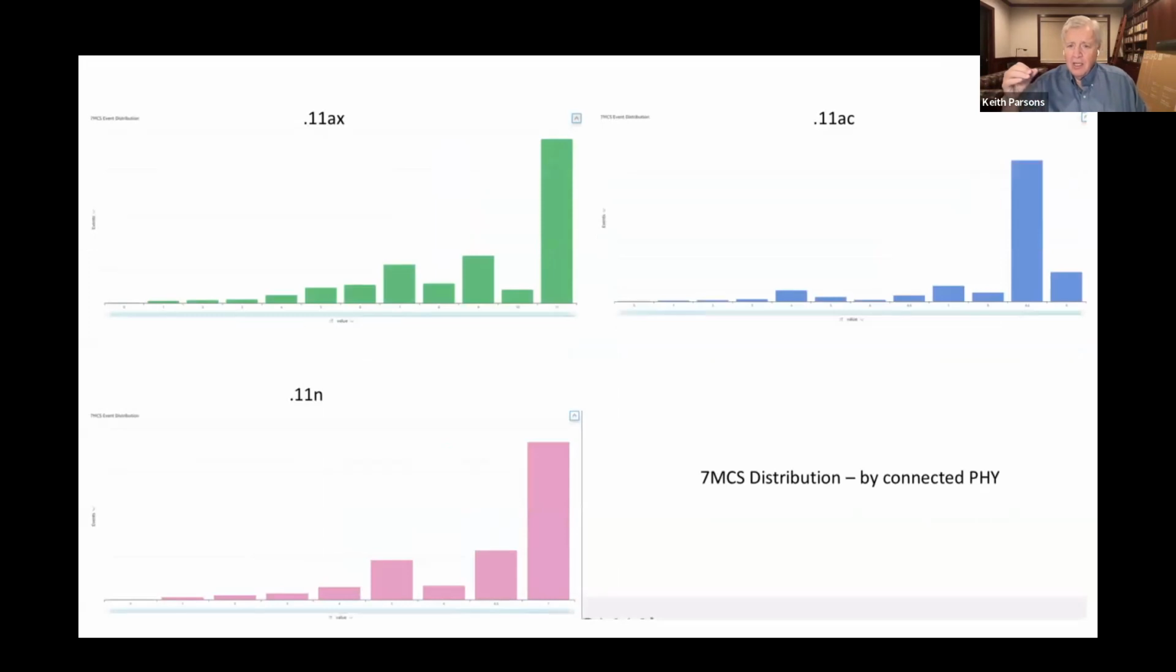Here is the same information just distributed by PHY, and again the AX is way up there. Even the AC and the N, they're all doing really, really well. So the data that we've seen is people are using Wi-Fi and they're getting really good results. And when they're not getting good results, we see them drop down a little bit. But the statistician in me is like, this is good stuff.